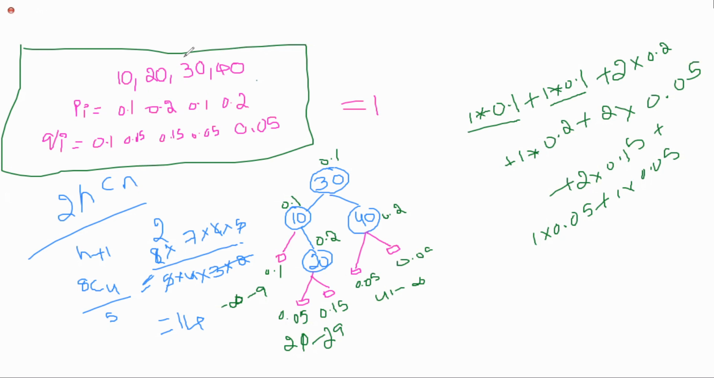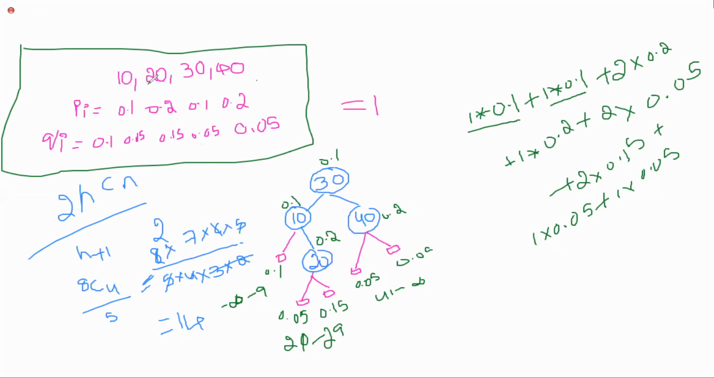For example, the values between minus infinity and 9, which is the left-hand side of 10, are all represented with this square box. The values which lie between minus infinity and 9 are all unsuccessful. Again, when you come to 10, it is successful.